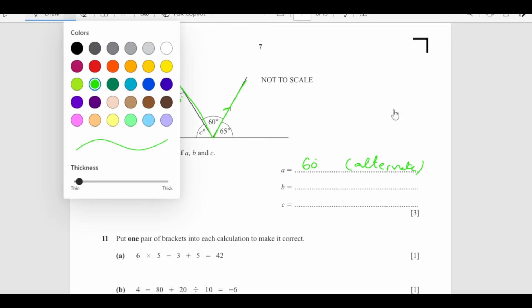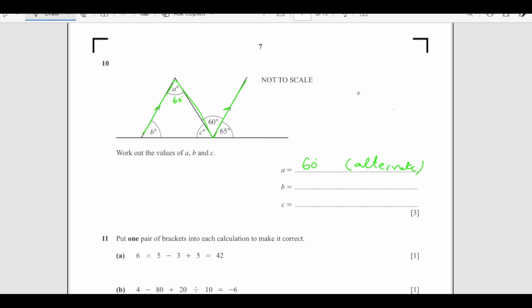Now the second one, for B. If I look around here, we can see the F shape like this. You see that? Whenever we have an F shape like this, this angle and this angle are called corresponding angles. So if this is 65, this is also going to be 65. So it's 65. Why? Because they are corresponding angles, right?